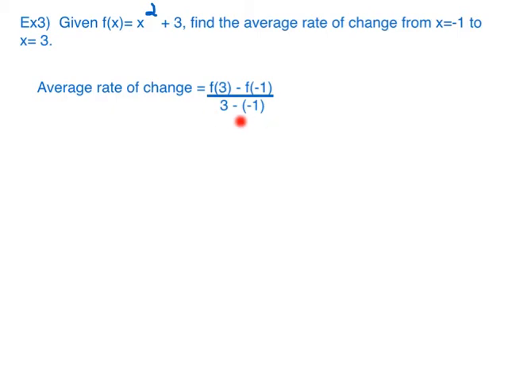So I can already fill these right here in the formula. I'm going to do 3 minus a -1. So what are we missing? We've got to find what f of 3 is, the output for 3, and the output for -1. So that's where we're going to do a little work right now. All I have to do is plug them into the formula.